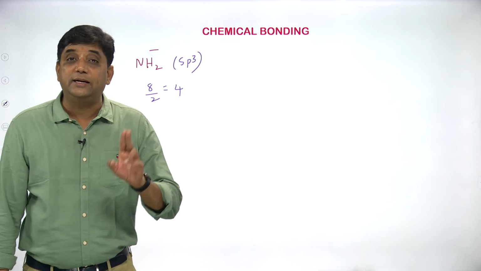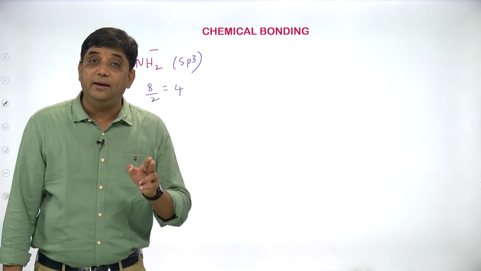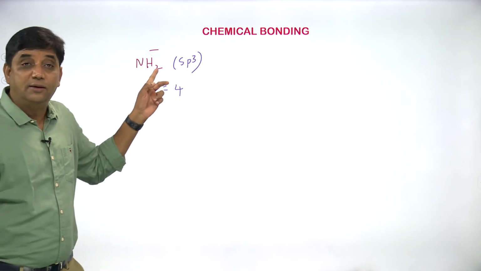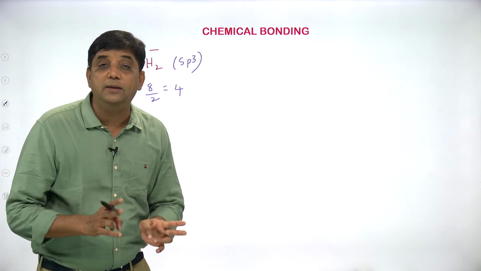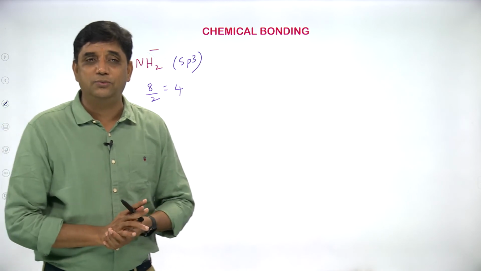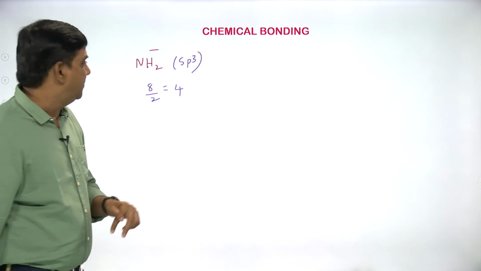NH2 minus means it contains 2 lone pairs and 2 bond pairs. Already NH3, nitrogen contains 1 lone pair. Now because of the 1 negative charge, there is 1 more lone pair. So 2 lone pairs and 2 bond pairs, and the shape would be angular. NH2 minus would be angular because it contains 2 lone pairs and 2 bond pairs.